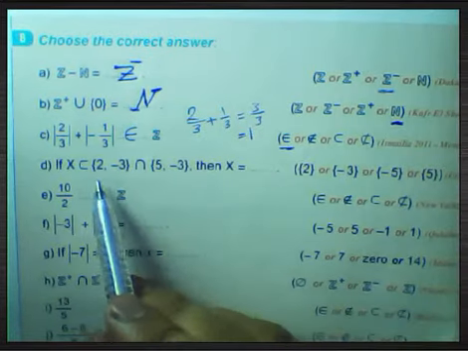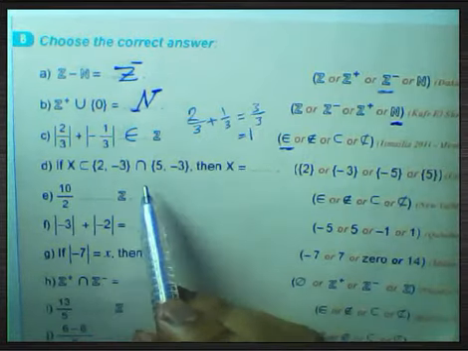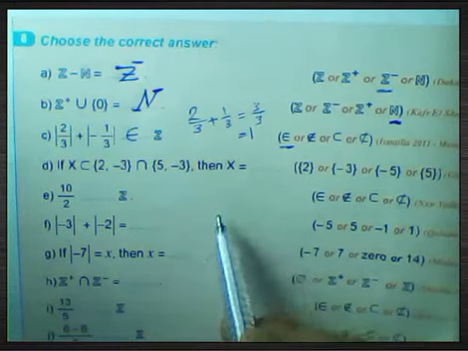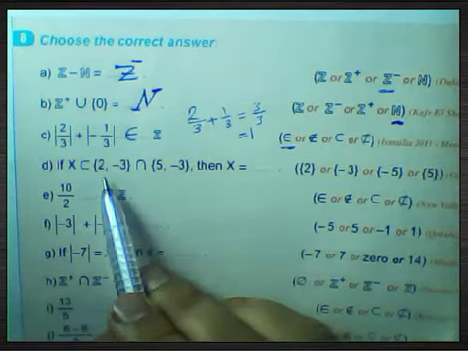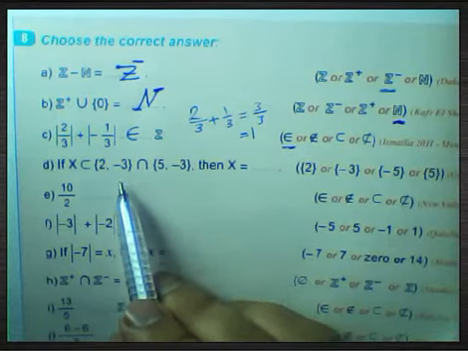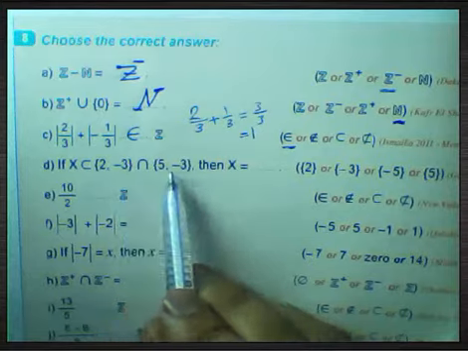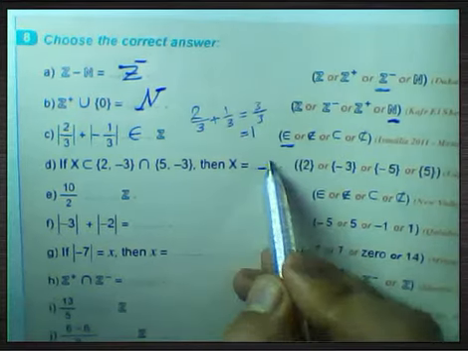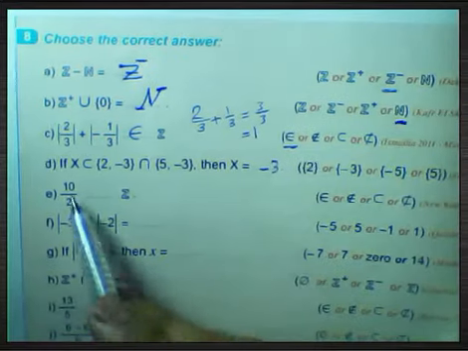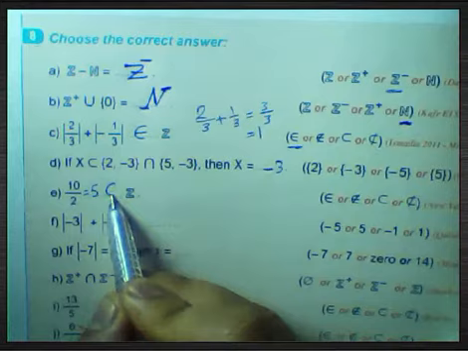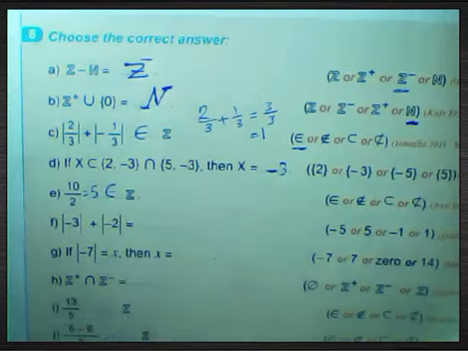If X is a subset of the set of 2 and negative 3 intersection the set of 5 and negative 3, then X equals blank. We can find the result by the common element between the first set and second set. We have negative 3, it's repeating here, so X will be negative 3. 10 over 2 equal 5, so 5 belonging to Z. Z refers to integer number.